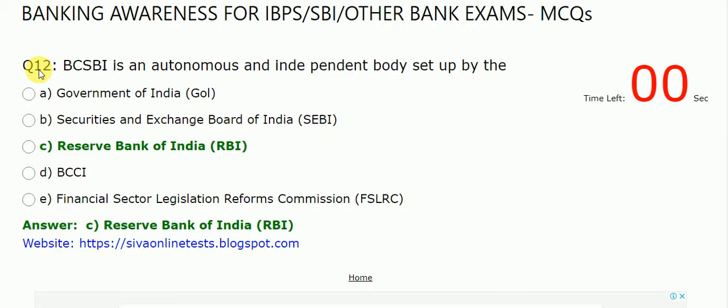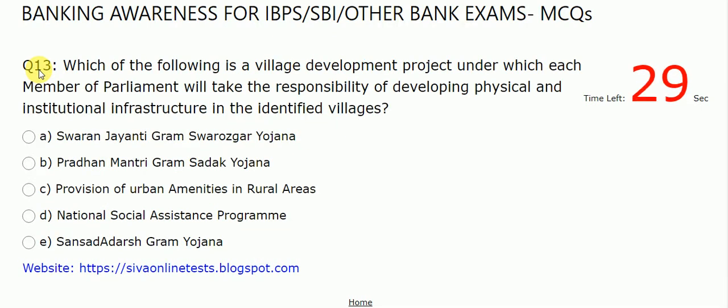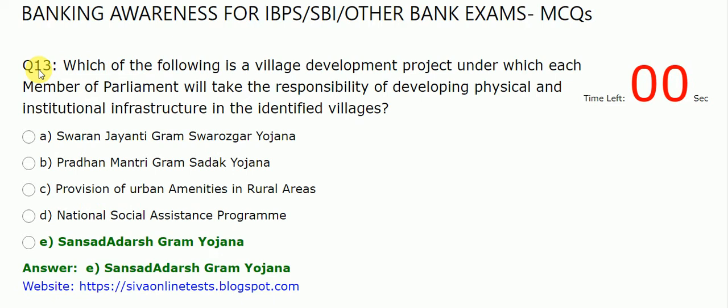Question 13. Which of the following is a village development project under which each member of parliament will take the responsibility of developing physical and institutional infrastructure in the identified villages? Options. A. Swarn Jayanti Gram Swarojgar Yojana. B. Pradhan Mantri Gram Sadak Yojana. C. Provision of urban amenities in rural areas. D. National Social Assistance Program. E. Sansad Adarsh Gram Yojana. Answer. E. Sansad Adarsh Gram Yojana.